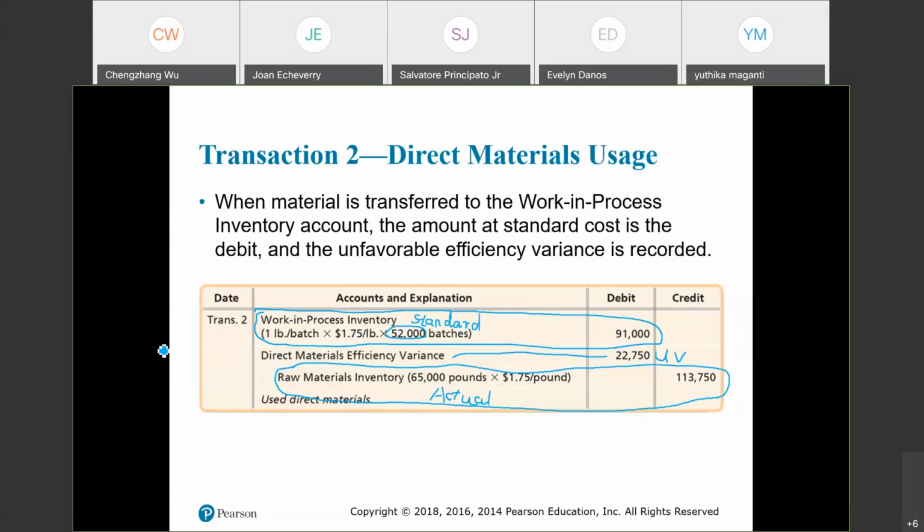There should have been a difference between the standard cost and the actual cost. Here the difference is unfavorable. To record an unfavorable variance of direct material, you need to debit direct material efficiency variance of this difference, which is 22,750.